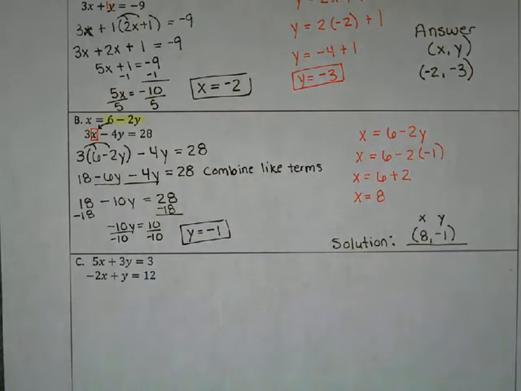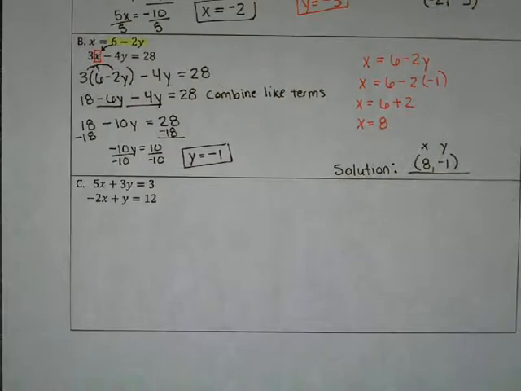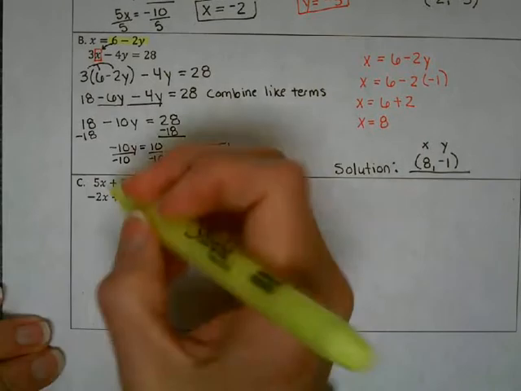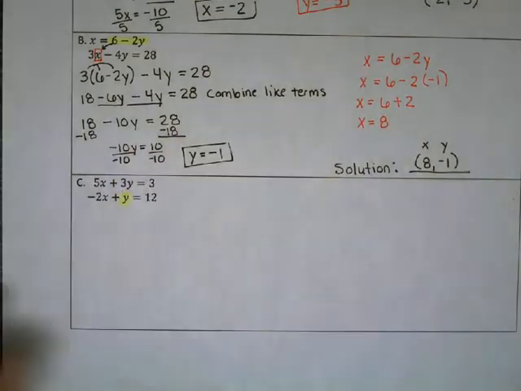Alright, the next one is a little bit more tricky. It doesn't say x equals or y equals. So you look at the problem and you try to decide, okay, what letter looks the easiest to get by itself? When I mean easiest, I mean I don't have any fractions or decimals. So if it's possible, I always try and pick the letter that doesn't have a number by it. So like that letter y doesn't have any number in front of it. So that to me would be the easiest one to get by itself.